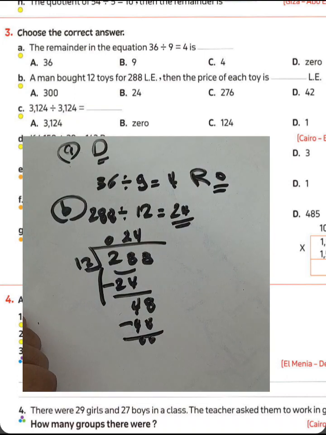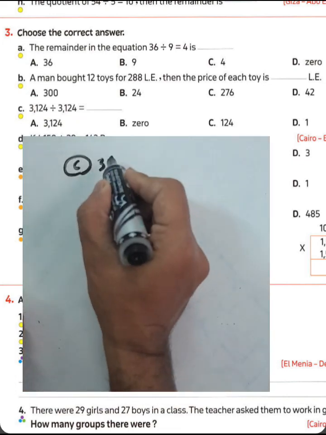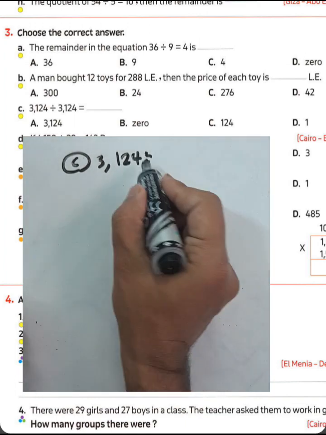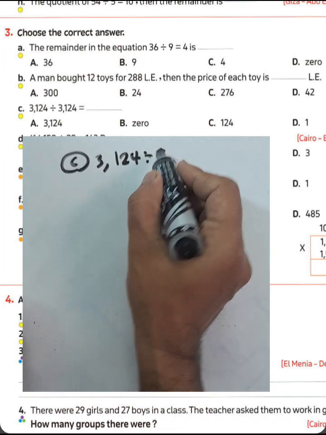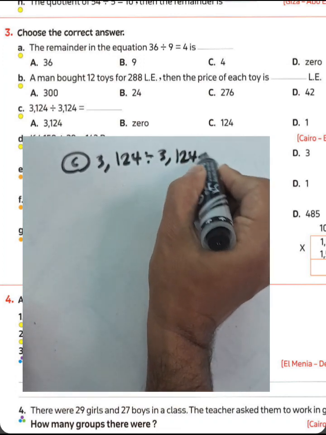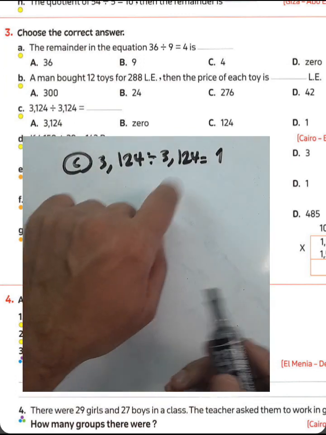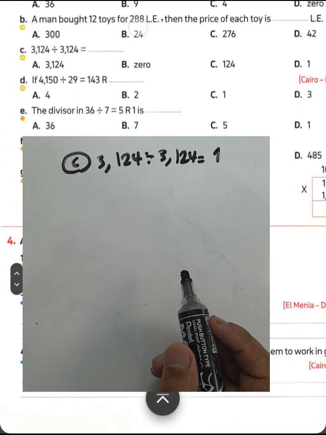Question letter C. We have 3,124 divided by the same number here, 3,124. Then the result will be 1. Any number divided by itself equals 1. Choose letter D. Question letter D here.